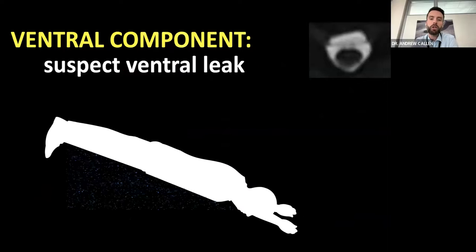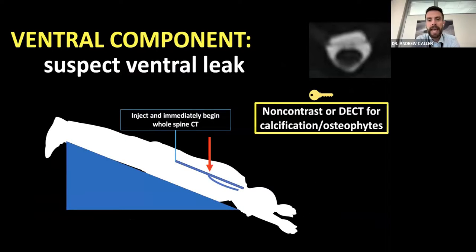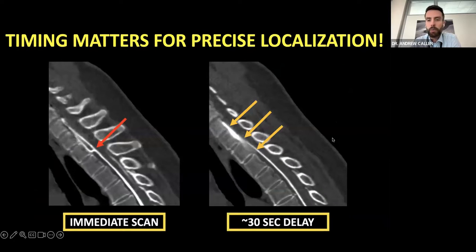And if we suspect that it's ventral, we're going to position the patient prone. We're going to inject contrast in the subarachnoid space and immediately begin whole spine CT. We'll acquire a non-contrast CT of the spine or use dual energy to look for any associated culprit calcification or osteophytes. And getting that really early image is so important. Here's an example of that.